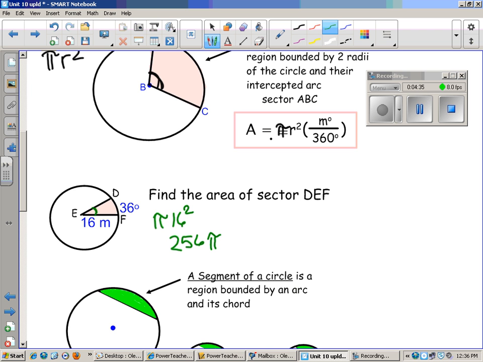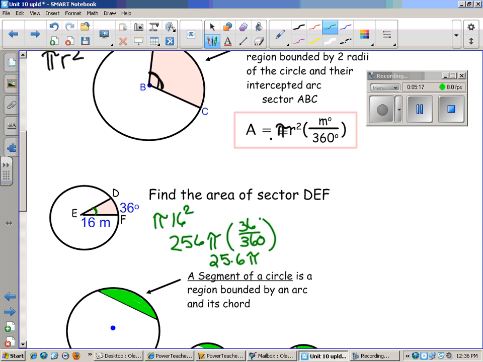But I don't want the whole circle, I only want this piece. So what's the measure of that angle? 36. So I'm going to multiply this by 36 over 360. Again, if I want the exact answer, I'm only going to multiply the 256 by this and leave pi on the end, right? And 36 over 360 is 10%, right? So 10% of 256 is 25.6 pi. So the exact area of this sector is 25.6 pi.